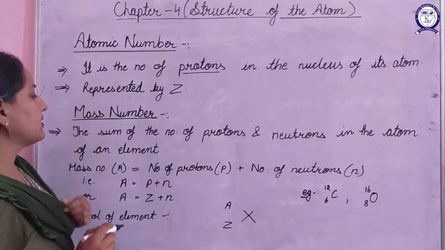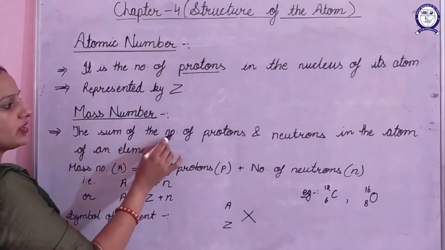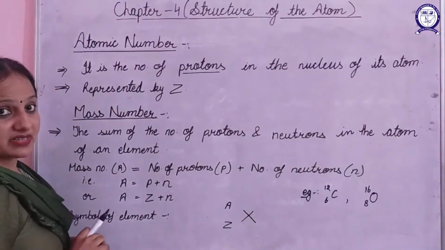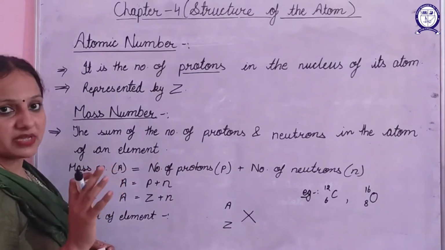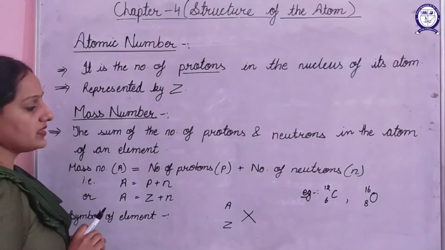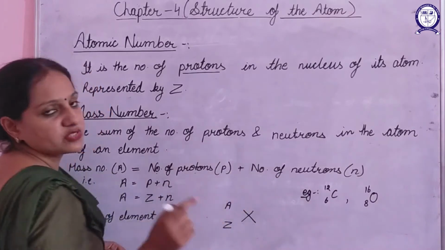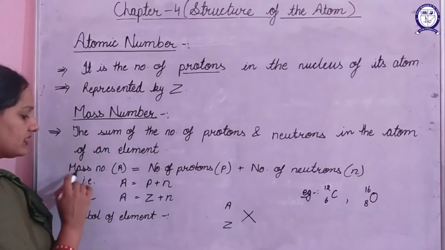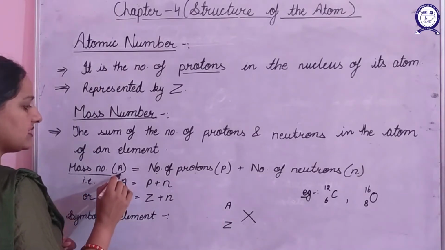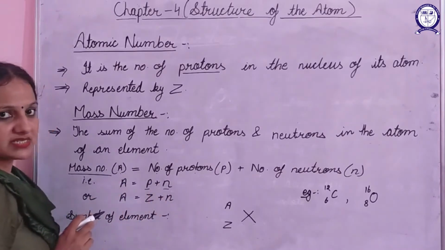Next one is mass number. We can call it by the name atomic mass also. It is the sum of the number of protons and the number of neutrons in the atom of an element. That means to calculate the atomic mass or the mass number, we require the number of protons and the number of neutrons. On adding the number of protons and the number of neutrons present in one atom of an element, that will give you the mass number of that element. Mass number is represented by the letter A. The number of protons is P, and the number of neutrons is N.